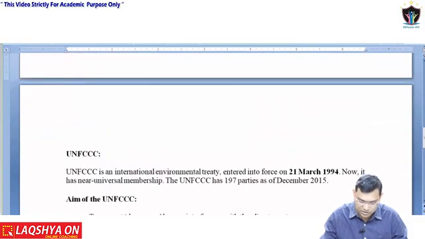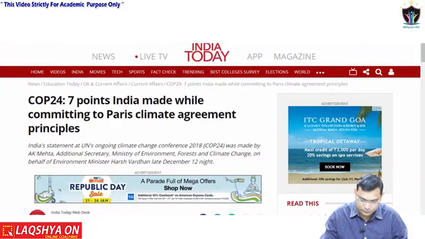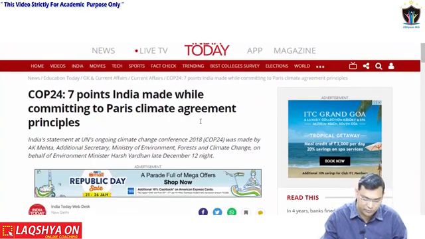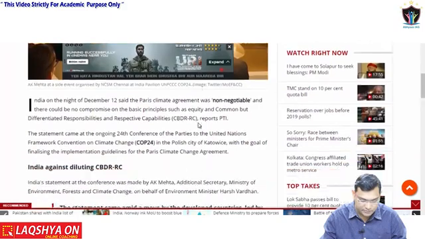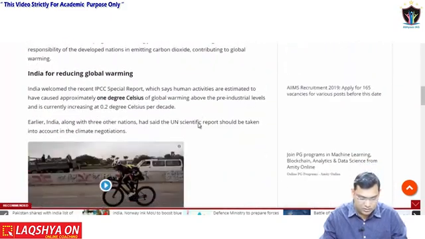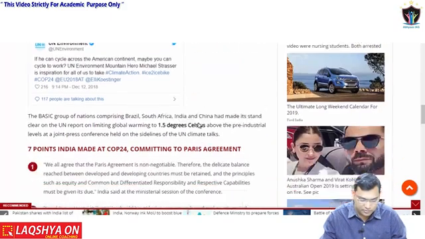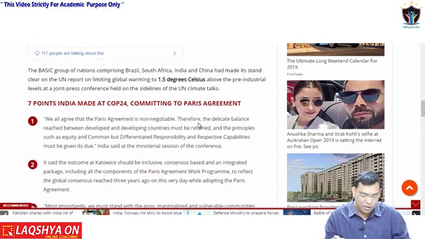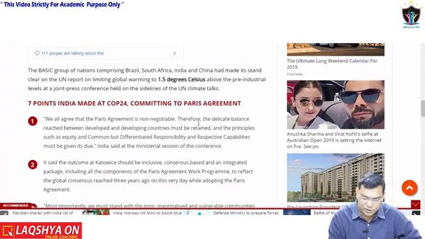You know what this is. And also, 7 points India made while committing to the Paris Climate Agreement. What are the 7 points? See here. India, for reducing global warming, 7 points. We all agree that the Paris Agreement is non-negotiable.